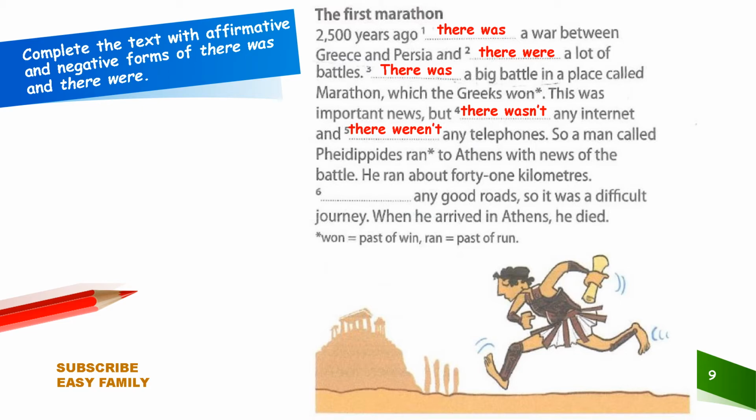So a man called Philippides ran to Athens with news of the battle. He ran about 41 kilometers. There weren't any good roads, so it was a difficult journey. When he arrived in Athens, he died. For your information, won is the past of win, and ran is the past of run.